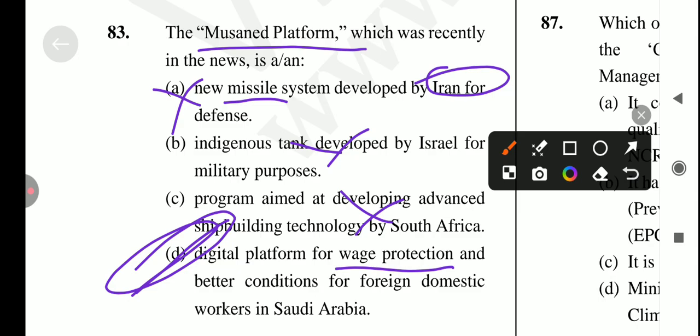Okay, and if we're talking about the coverage, its benefit works for workers from 10 African countries, for example Sudan, Ethiopia, Kenya, and 9 Asian countries like India, Bangladesh, Pakistan. And if we talk about its features, the features are: enable workers to check employment contracts, another one is tracks financial transactions between employers and workers, and another one is links to contract insurance and health benefits. Okay, so the answer is option D.